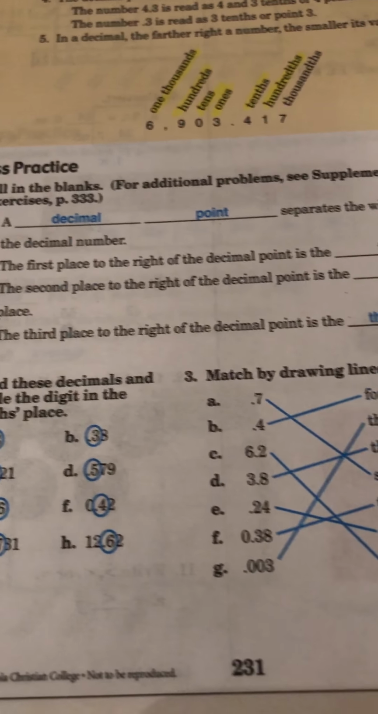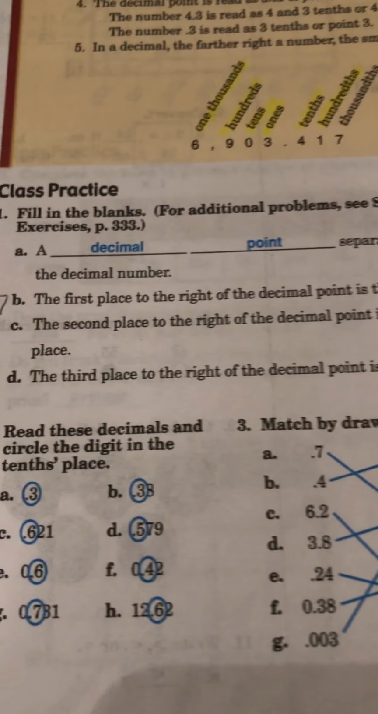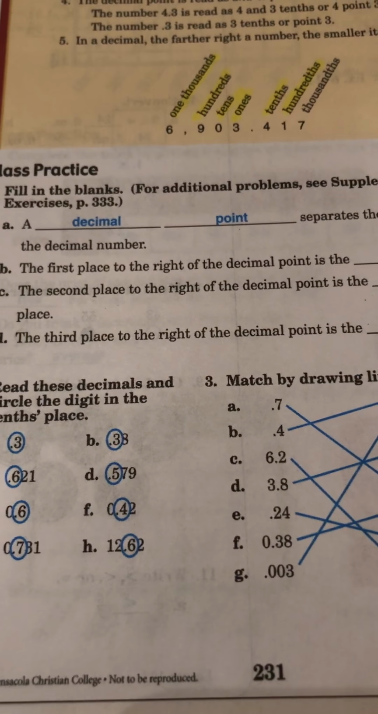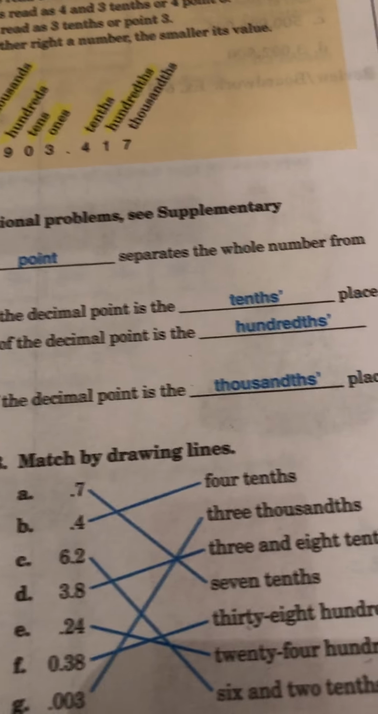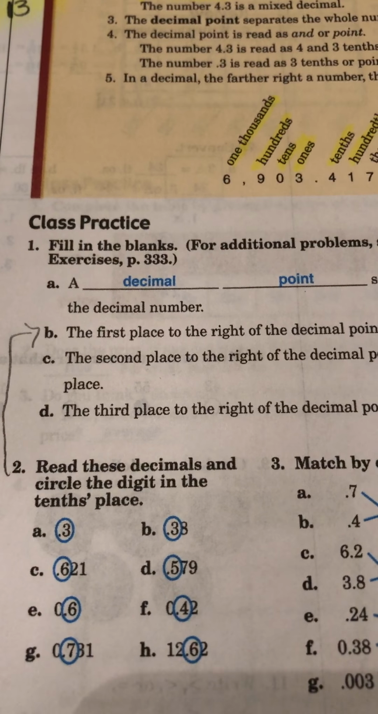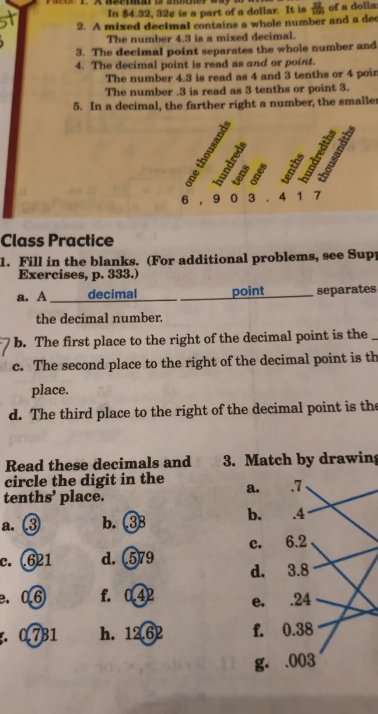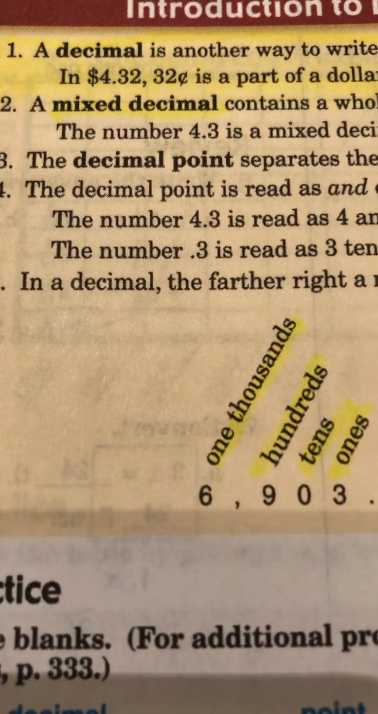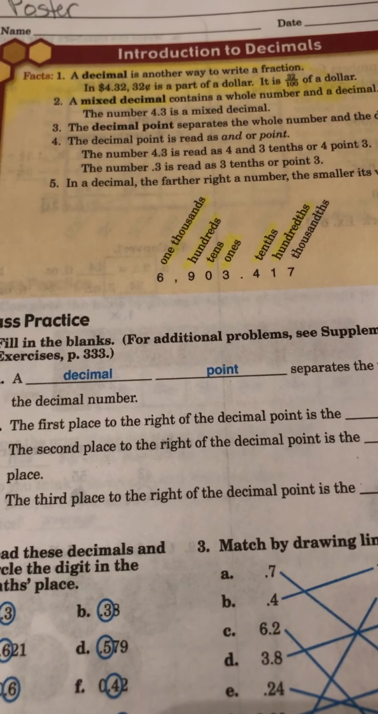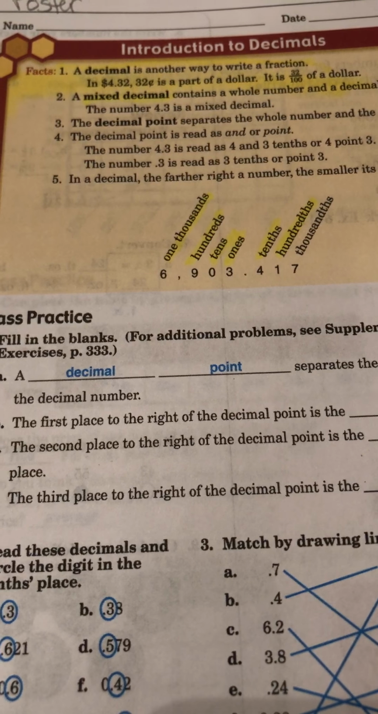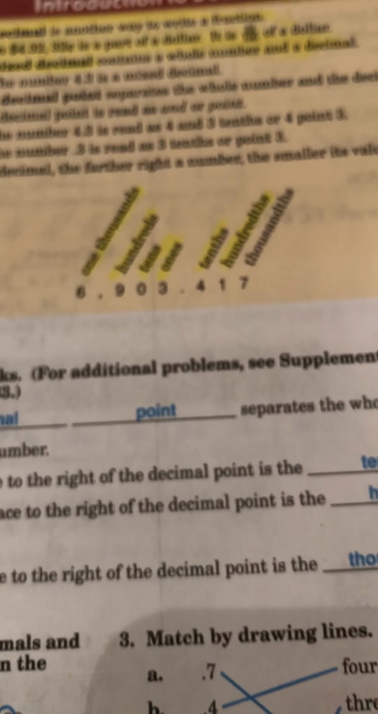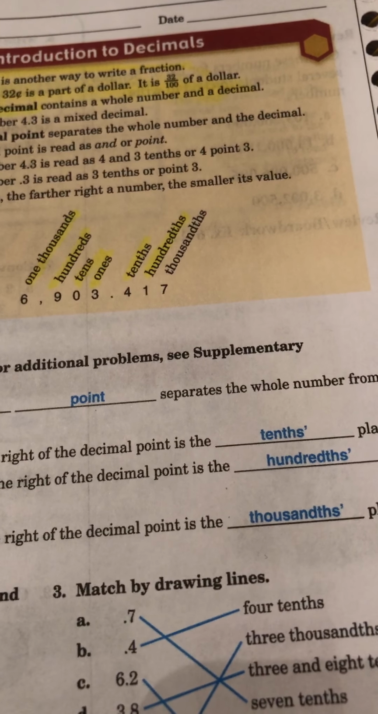Okay, fill in the blanks. For additional problems, see supplementary exercises, page 333. Okay, number 1. A blank blank separates the whole number from the decimal number. Okay, as you can see, the answer to that is decimal point. And look, it's right up there. Okay, now the first place to the right of the decimal point is the tenths. Okay, tenths, and you write it like that.